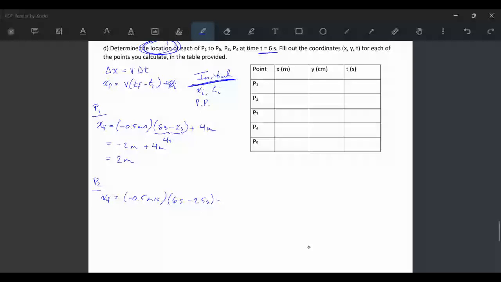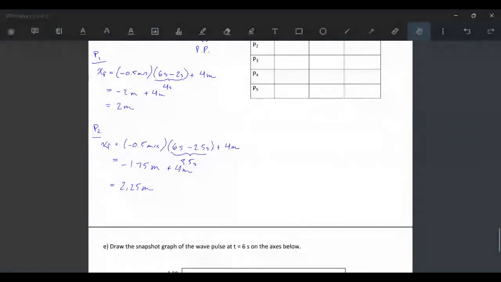And what is this? This difference here is going to be 3.5 seconds. So half of 3.5 seconds is 1.75. That's got a minus attached to it. So I think that's 2.25. Mental math is hard though, but I think it's 2.25.